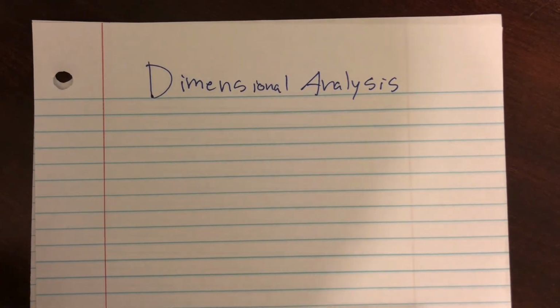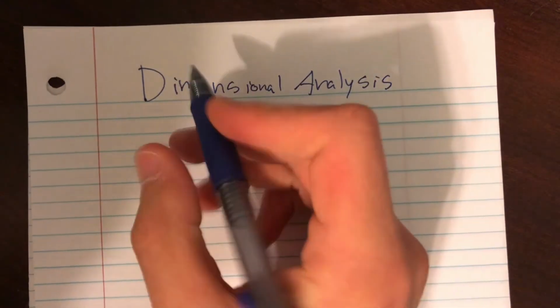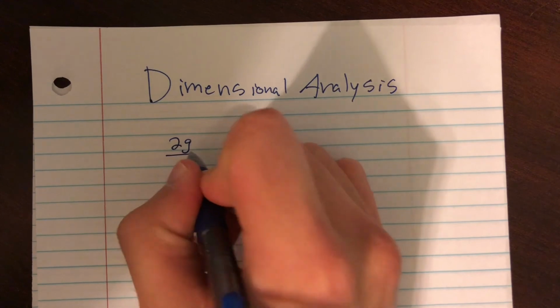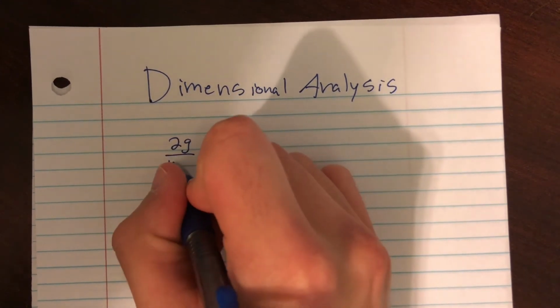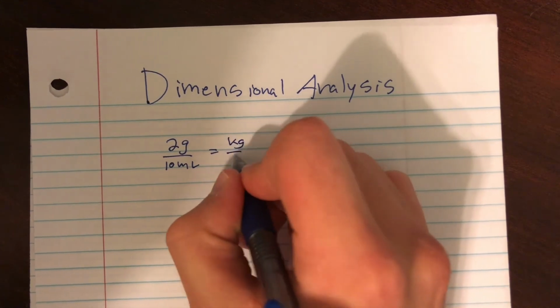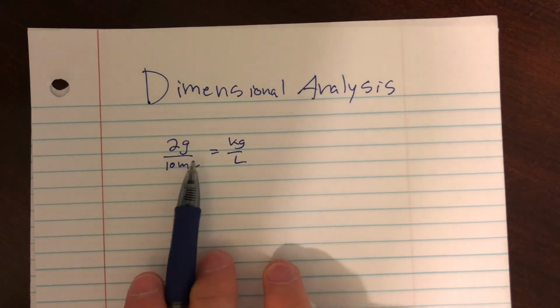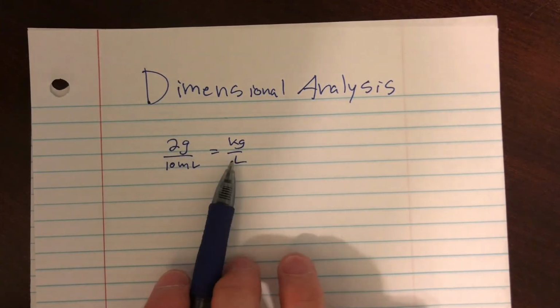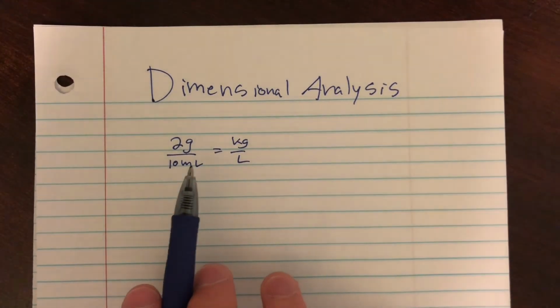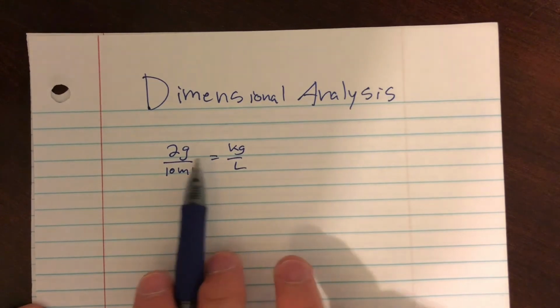So, if you have something like 2 grams for every 10 milliliters, and you wanted to convert that to kilograms per liter or something, I don't quite want to teach you exactly how to do this conversion. You can find that in your chemistry book or something like that. I'm sure there are lots of other videos.